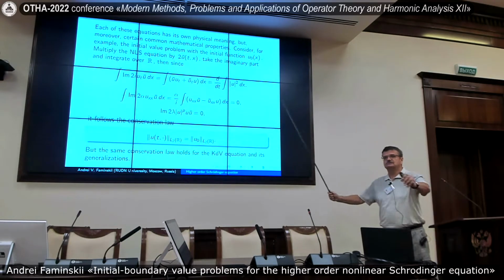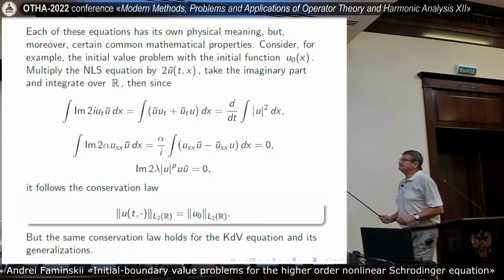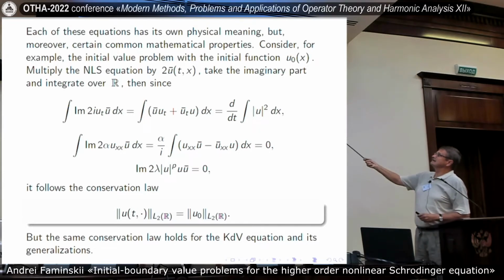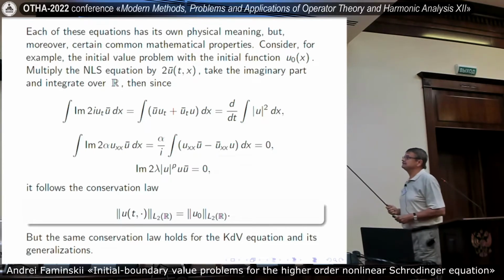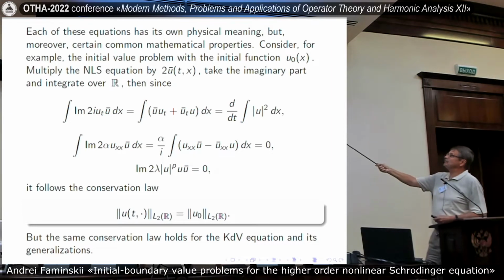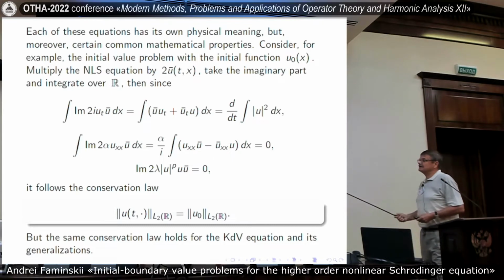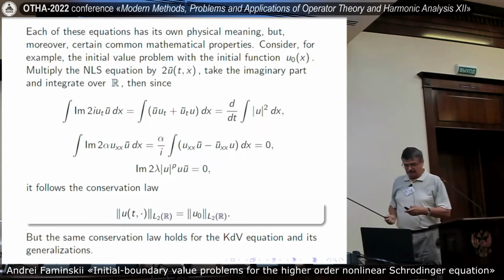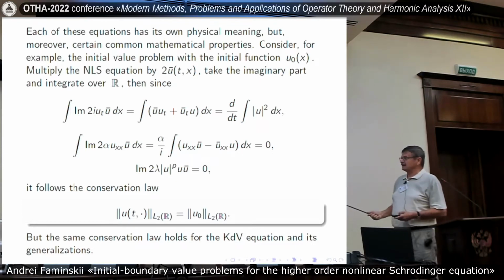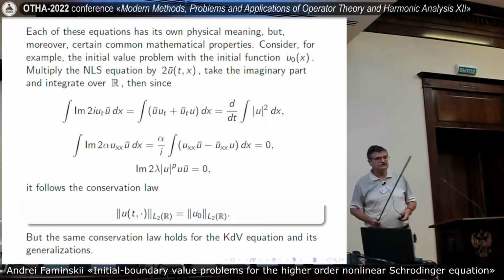Of course, we consider a good solution, which is smooth and vanishes at infinity. And if one multiplies this equation by 2u bar, where this is a complex conjugate operation, takes the imaginary part and integrates, then after very simple calculations, one can derive this conservation law. But for the KdV equation and for its generalized KdV equation, the conservation law is the same.